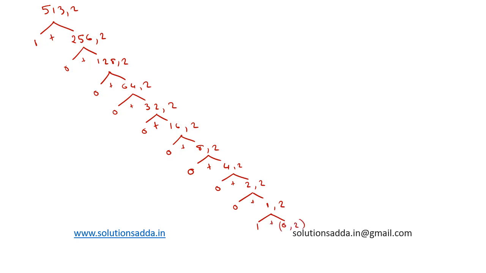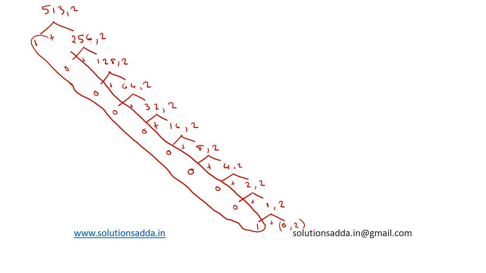Now when 0, 2 is called, n is not greater than 0, so the function returns the value 0. And then recursively calling back, it calculates the sum of this whole value, that is from here till the sum of these values. So it returns 1 plus 1 equal to 2. So 2 is the correct answer, and option D is the correct answer. Option D.